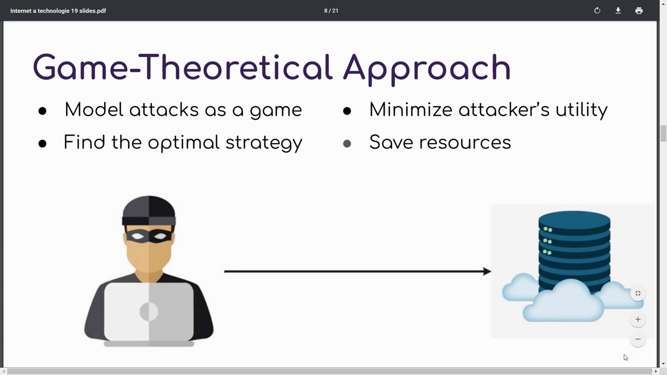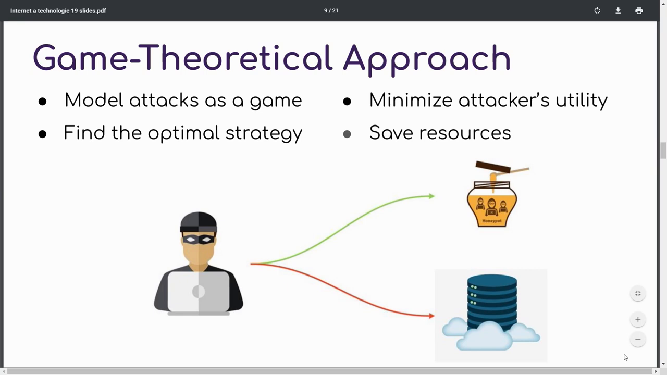What is the reason we are using the game theoretical approach? So, as I mentioned before, we want to model the interaction between the attacker and the defenders as a game. We want to win this game, which means in the model to minimize the utility of the attacker, the gain that the attacker gets from attacking the devices. For that, we need ideally an optimal strategy or something very close to the optimal strategy.